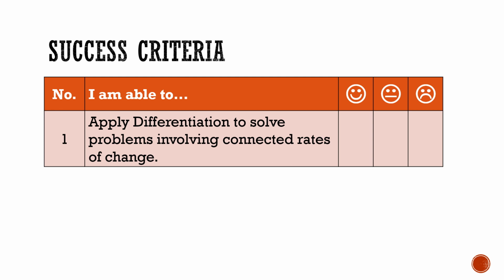So before we end, let's turn back to the success criteria that we've set out at the start of the lesson. Are you now able to apply differentiation to solve problems involving connected rates of change? If you have any questions about today's lesson, please post your questions and comments in the comment section below.